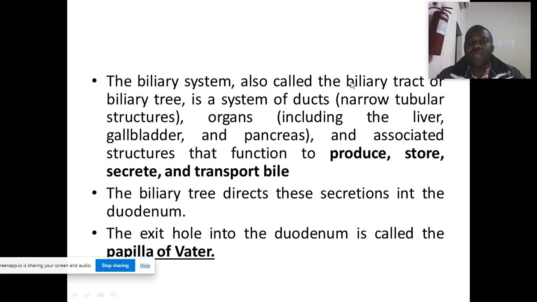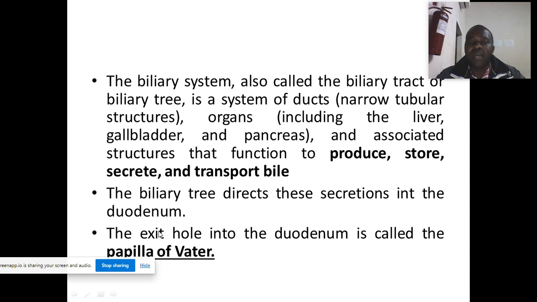So the biliary tract or tree is a system of ducts. Apart from ducts, it's a system of organs, including the liver, gallbladder, and the pancreas, and associated structures that function to produce, store, secrete and transport bile. So it's just the system through which bile can circulate. The biliary tree directs this secretion into the duodenum at an opening called the papilla ovata.